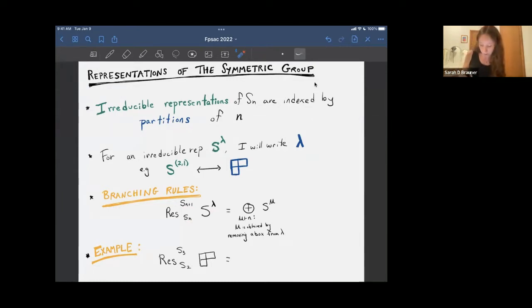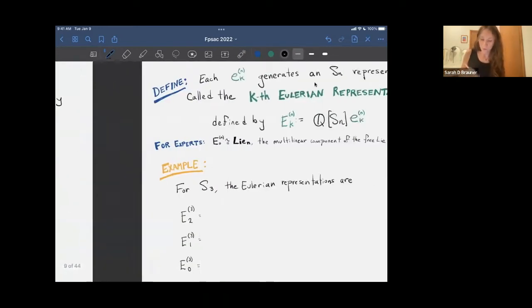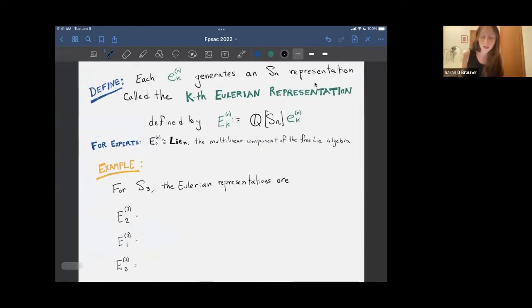So for example, here, this is my representation of S3. If I want to restrict it to S2, I noticed that I could remove this box, which would give me this partition, or I could remove this box, which would give me this partition. Okay, and so I take both of them. That's my restriction. Okay, so the symmetric group representations that I'm interested in are generated by these Eulerian idempotents.